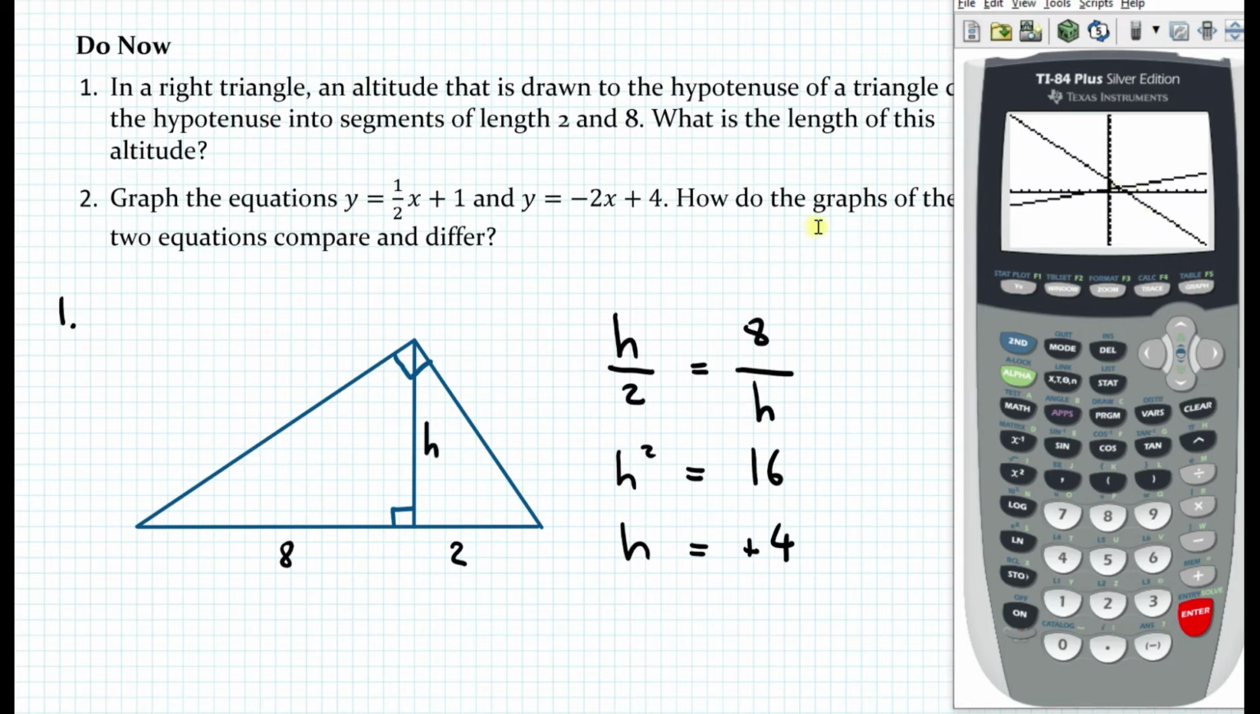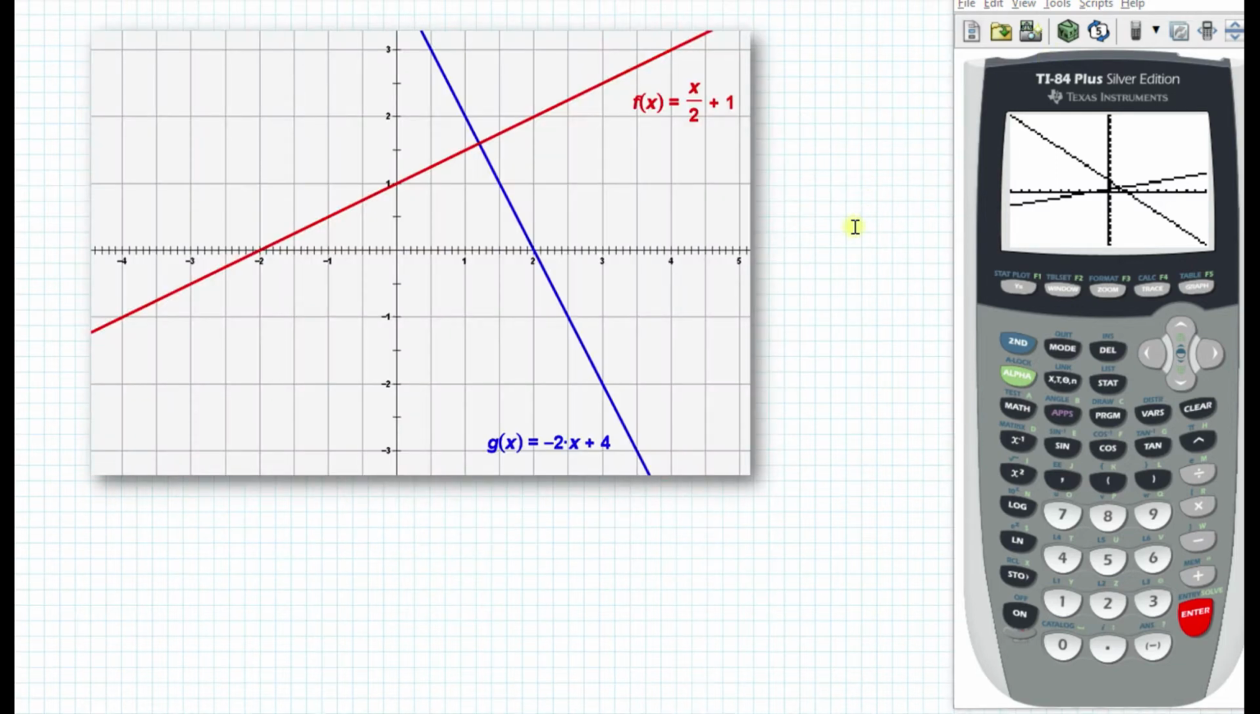But the question is, how do these two graphs compare and differ? Let's look at a better graph that I have prepared for you using Geometry Sketchpad, where the units on the x and y axes are not stretched, but are the same in both directions. Here's the graph of half x plus 1 and negative 2x plus 4, okay? So what can you say about these graphs? How do they compare, or how do they differ?